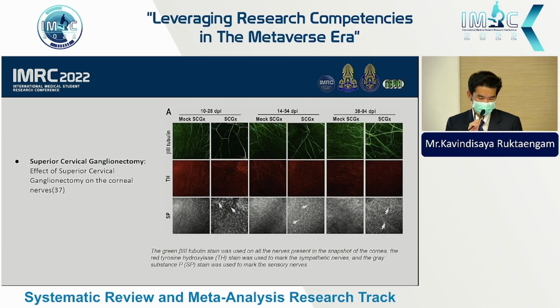So the superior cervical ganglionectomy is a surgery to remove the superior cervical ganglion, which involves retraction of the omohyoid muscle and carotid bifurcation. In this study, during the 10th and 14th day post-infection, the surgery helps to limit the severity of herpes simplex keratitis and prevents hyperinnervation of sympathetic nerves.